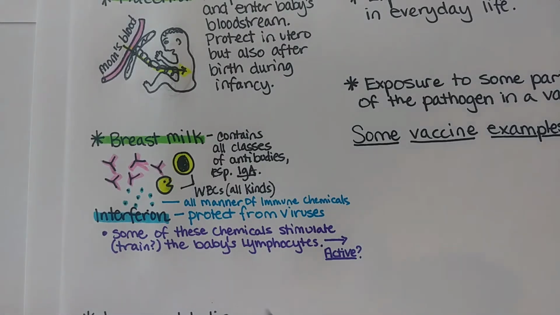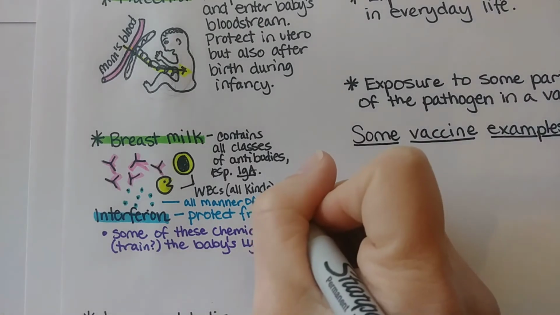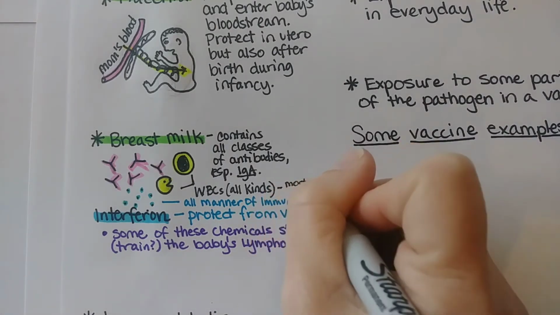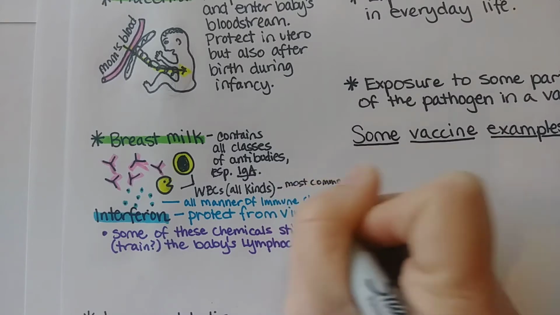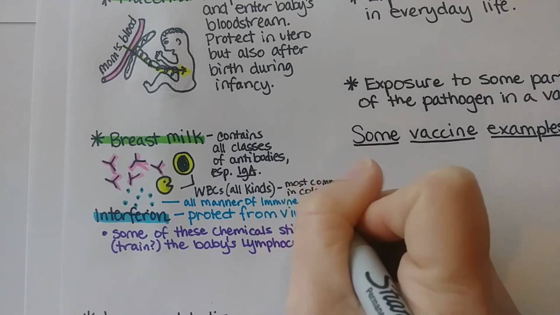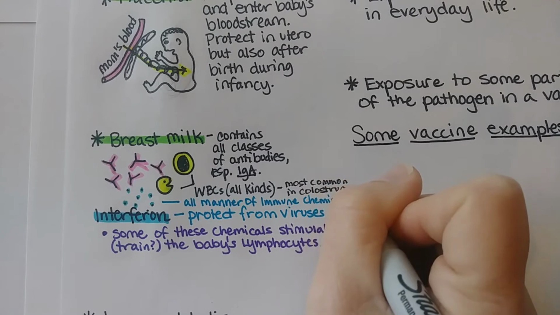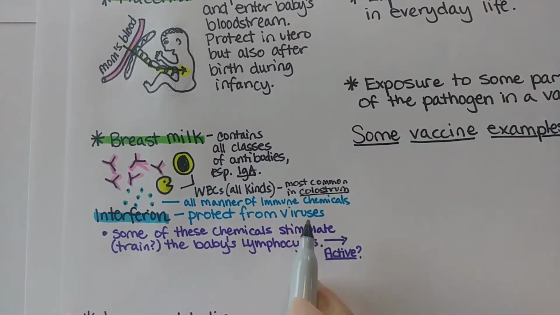So then, I also want to say that the white blood cells are most common in the colostrum. That's that first milk that the baby has or that the mother makes. But they're still present in all, even if the baby's 2 or 3 years old and drinking milk, there will be white blood cells in there.